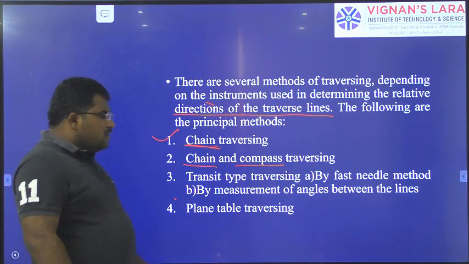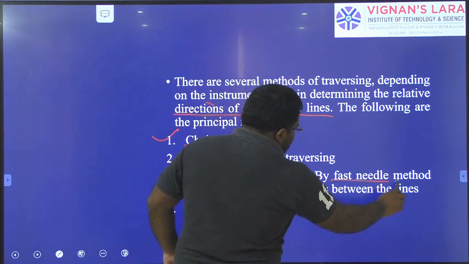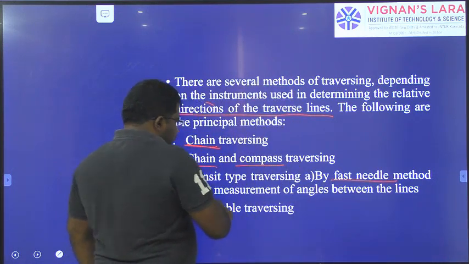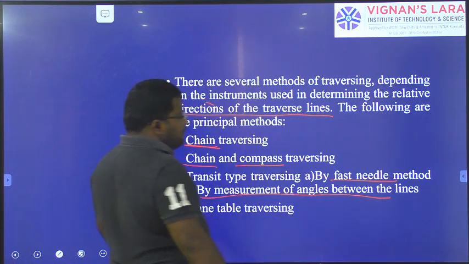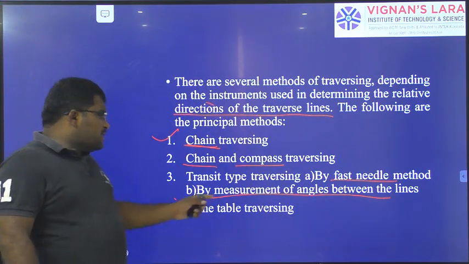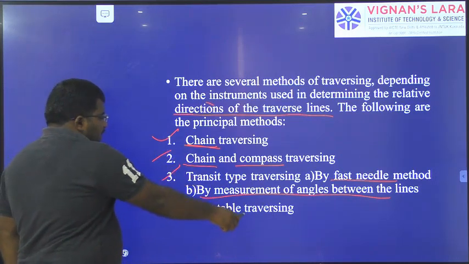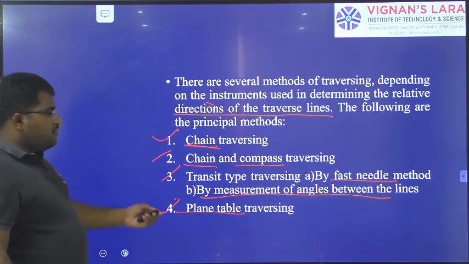Transit means we know front and back. Here we are going to use the fast needle method, and measure angles between the lines. So you are going to use a compass or theodolite here, and finally there is a method called plane table traversing. So we will see one by one.